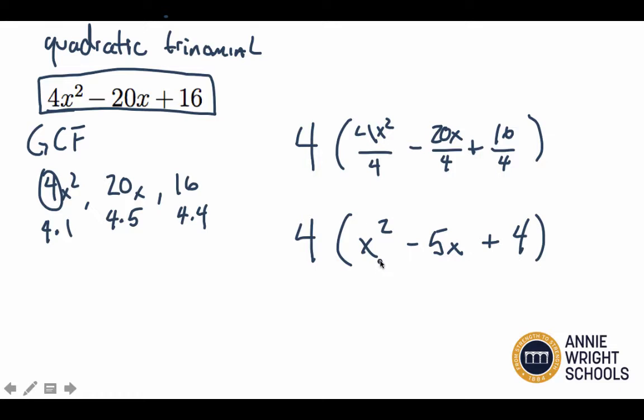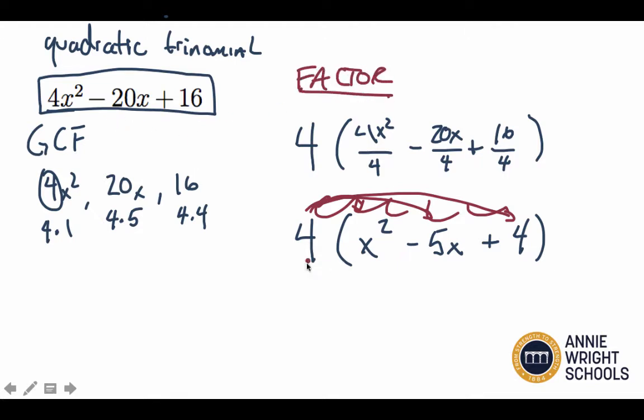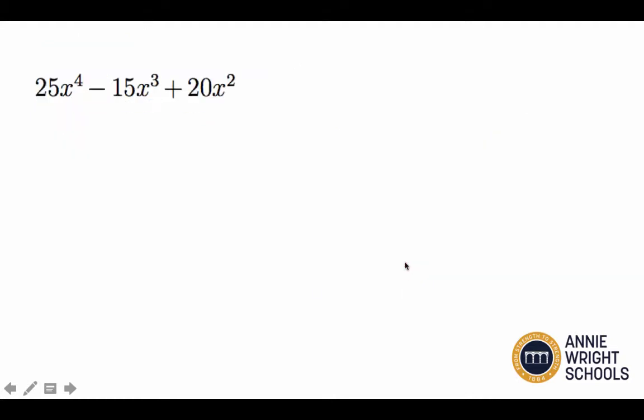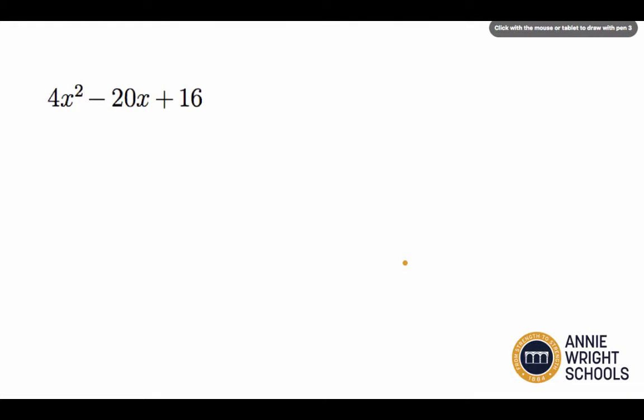Now, a lot of kids will get to this point in the problem, and then they'll distribute the 4, and then they'll get back to what they started with. You don't want to distribute the 4 because the directions here say factor, so we're trying to get it to be written as multiplication of 2 things. Take a look at this next example. Give yourself a moment and see if you can find the greatest common factor.